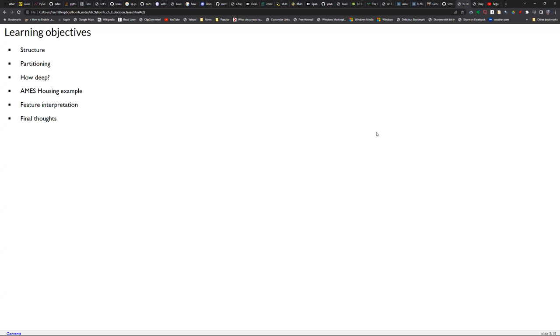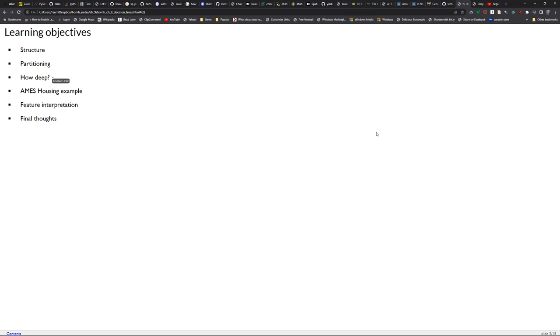All right. So good morning, everyone. And we'll be discussing chapter 9. The title is Decision Trees. And these are the learning objectives according to the sections of this chapter.